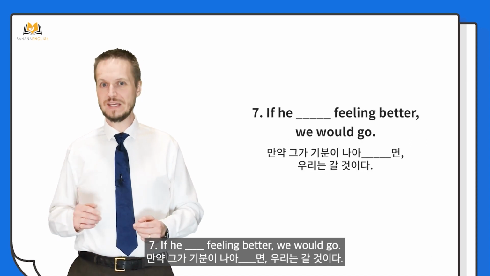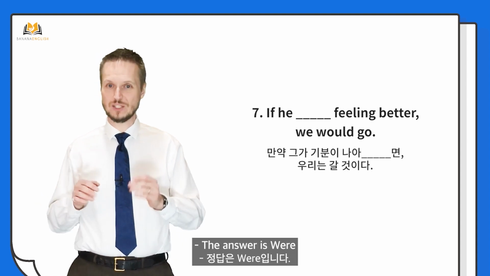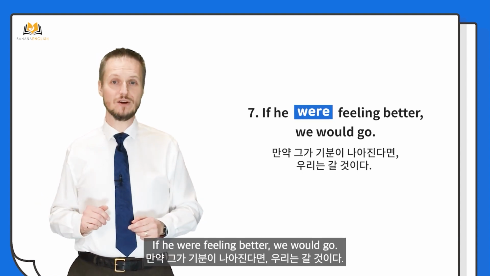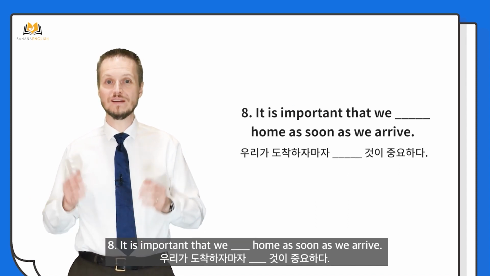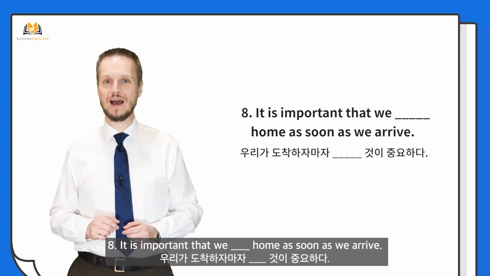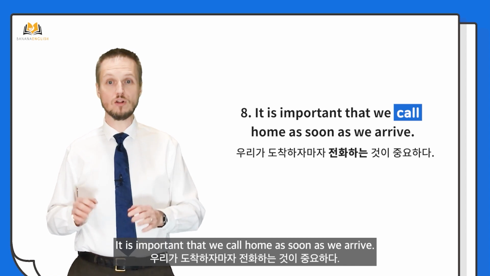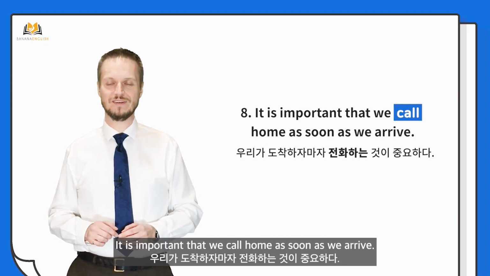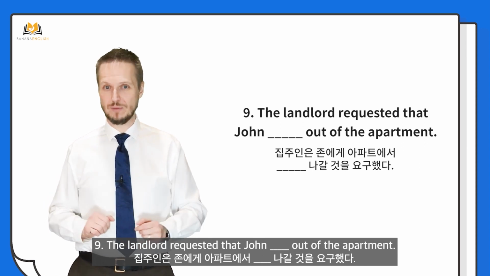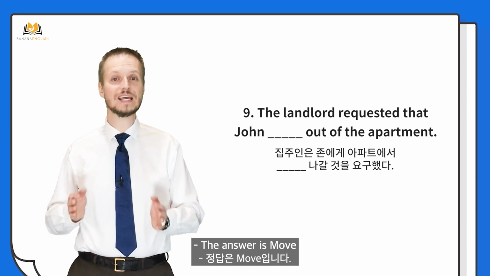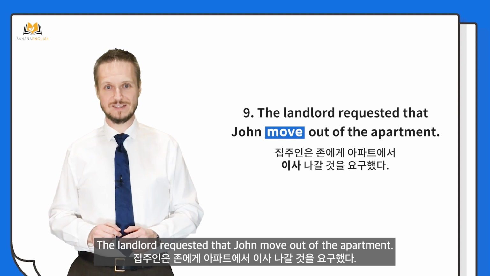7. If he feeling better, we would go. The answer is were. If he were feeling better, we would go. 8. It is important that we home as soon as we arrive. The answer is call. It is important that we call home as soon as we arrive. 9. The landlord requested that John out of the apartment. The answer is move. The landlord requested that John move out of the apartment.